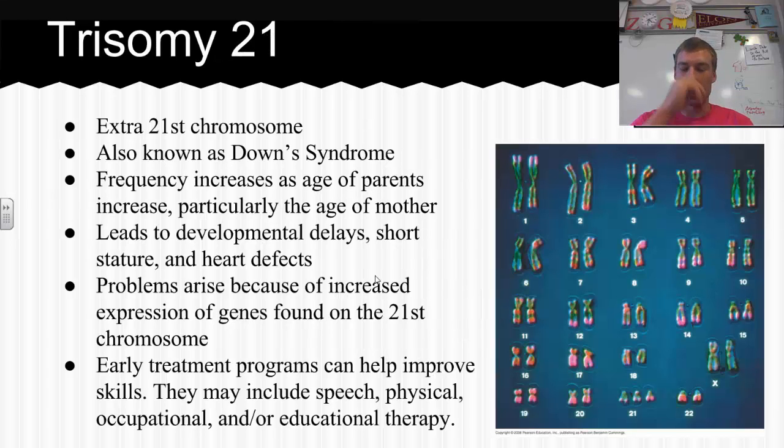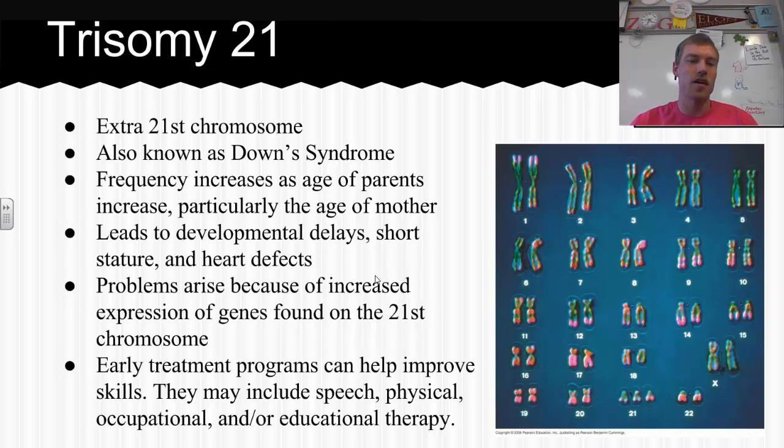So the first disorder that we're going to talk about, and these are specifically going to be human disorders, is trisomy 21. That means that you have an extra 21st chromosome. It's also known as Down syndrome. And the frequency increases as the age of the parents increases. So in general, as either the mother or the father or both get older, it is more likely for your child to have Down syndrome. And that's because the mechanisms that regulate meiosis tend to be a little more difficult as age increases.